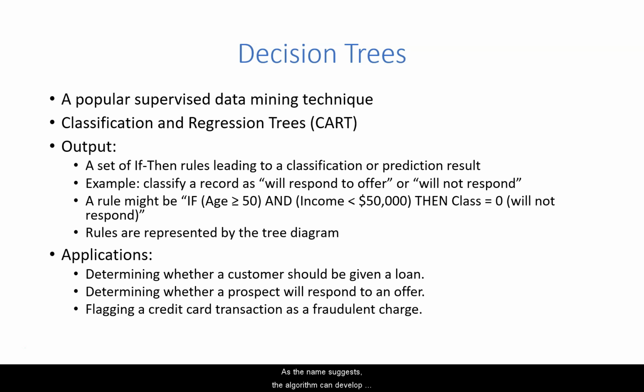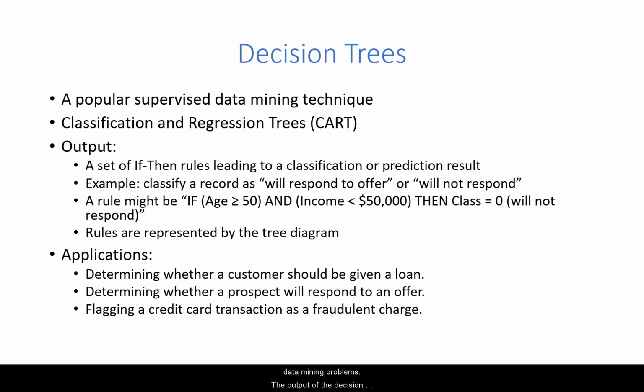As the name suggests, the algorithm can develop both classification trees, whose target variables are categorical or class memberships, and regression trees, whose target variables are numeric. Therefore, decision trees is a technique that can be applied to both classification and prediction data mining problems.